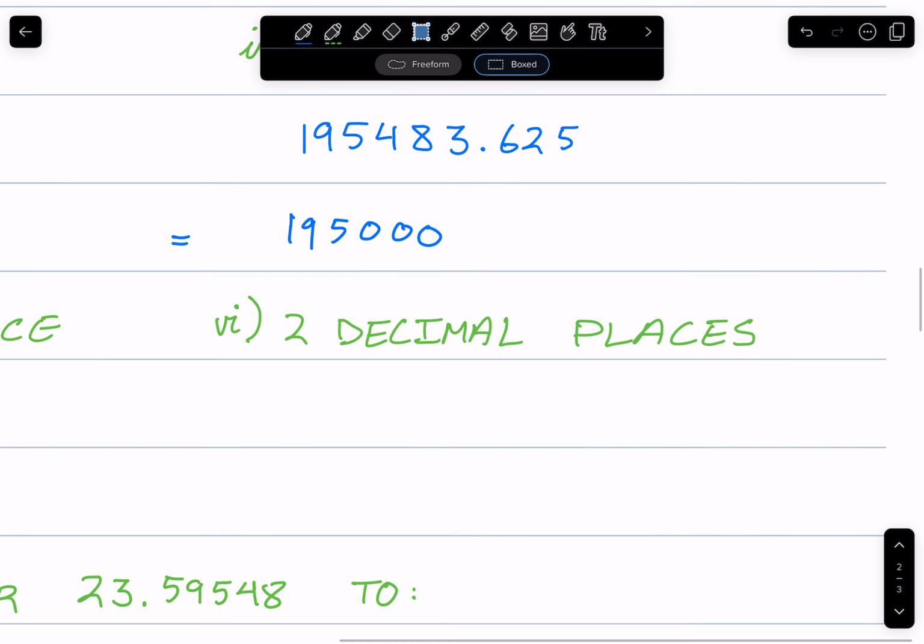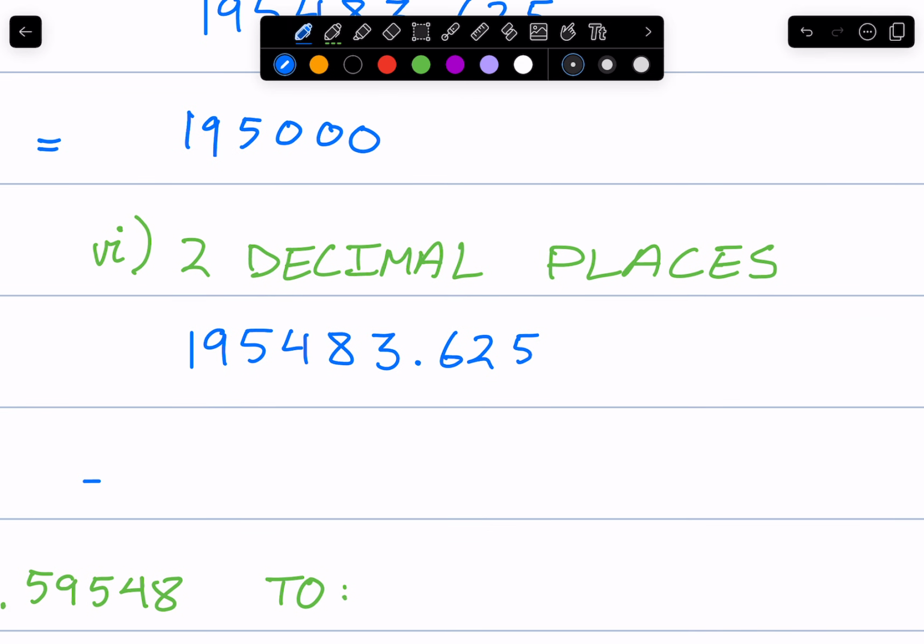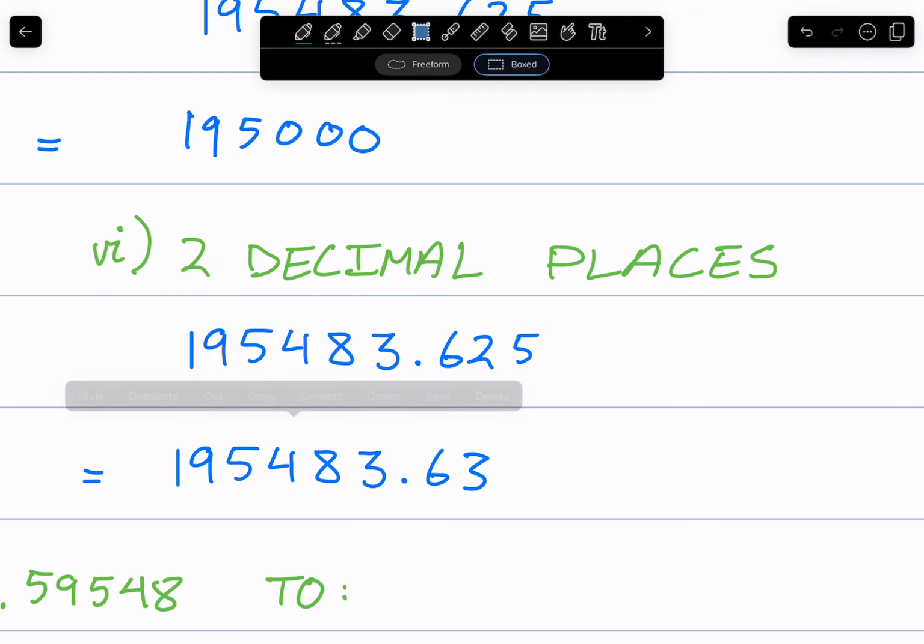Let's round this to the nearest 2 decimal places now. 2 decimal places. Let's first imagine first decimal place, second decimal place. And then so the 2 is either going to go up or stay the same. And the 5 decides that. So the number to its right. Well, since 5 is 5 or more, the 2 becomes 3, and every digit before it stays the same. And so the number rounded to 2 decimal places is 195,483.63.